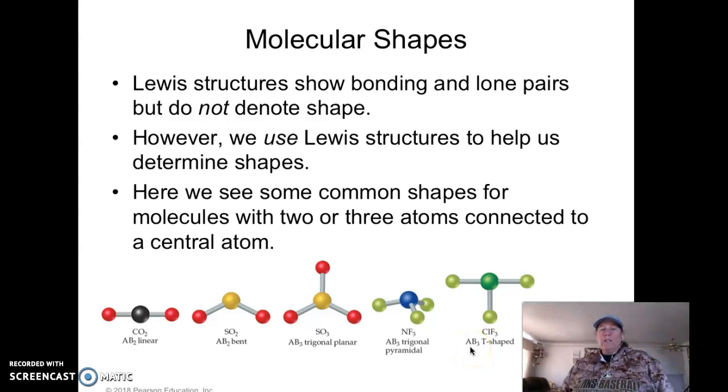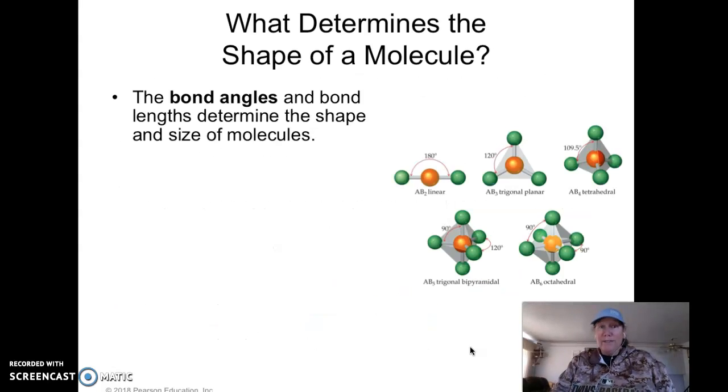Okay, we're going to pretty much do the common shapes for molecules where you have a central atom and two or three atoms connected to it. Okay, and again, the hardest part is drawing the Lewis structure. Once you got the Lewis structure, it's really easy to do the shape. Okay, and again, it's determined by the central atom and how many things are bonded to it.